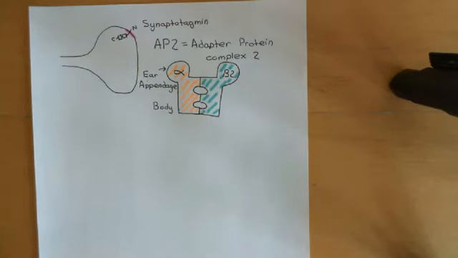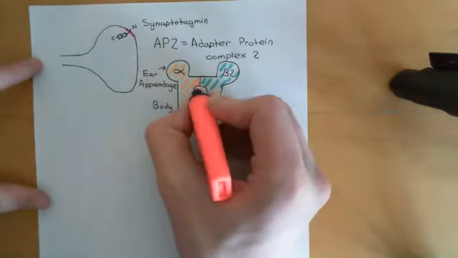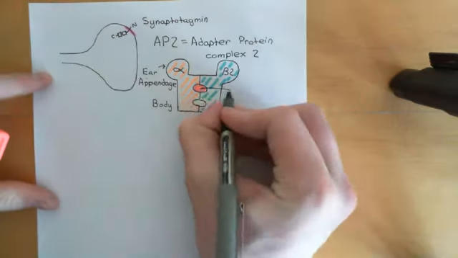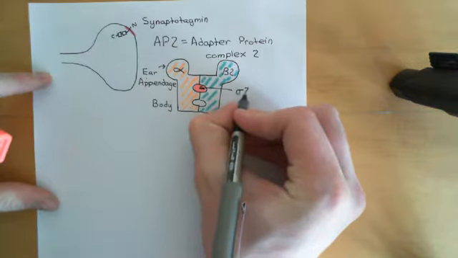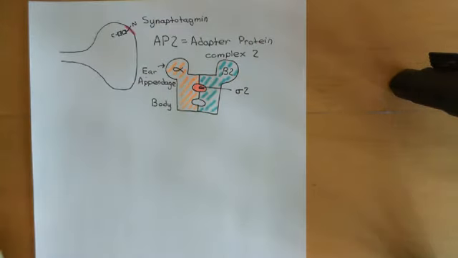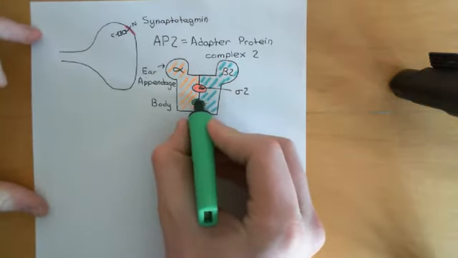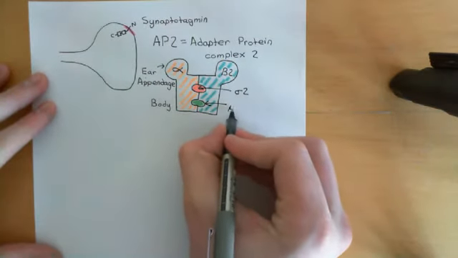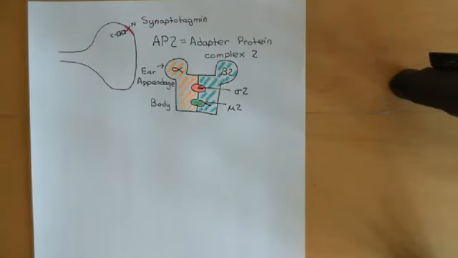Okay, now those two gaps that are in the middle of the alpha beta 2 complex that we've formed so far, those are gaps for two more proteins that are going to sit there. Okay, so one of the proteins is going to be what's known as a sigma 2 subunit. Okay, so this is sigma 2, we're going a little bit more exotic with the Greek alphabet. And then finally, you've also got another protein, which I'll colour in green here, sitting in this space, and that's known as the mu2 subunit. Okay, so these four proteins, alpha, beta 2, sigma 2, and mu2, these make up the adaptor protein complex 2.